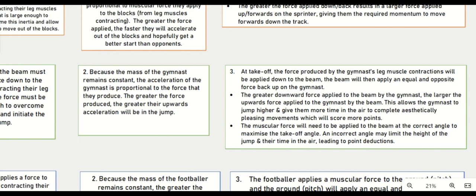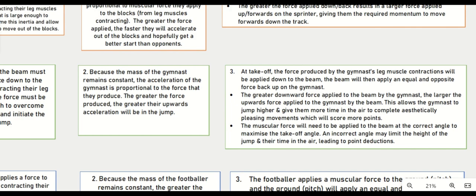One of the things you do need to consider is that she doesn't want to just go straight up, she wants to take off at a bit of an angle. So if she takes off at the correct angle, she's going to maximize the distance on the beam, the height at takeoff, and then obviously be able to complete her movements. If she's got the incorrect angle, it'll limit her height, her time in the air, and it could lead to point deductions.